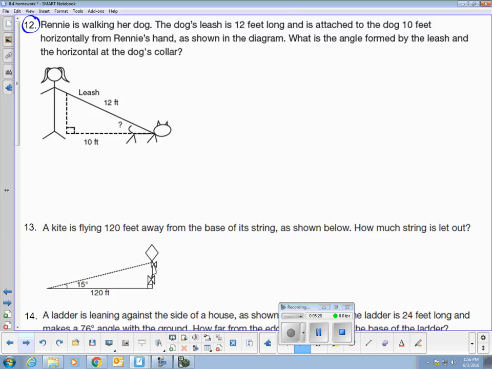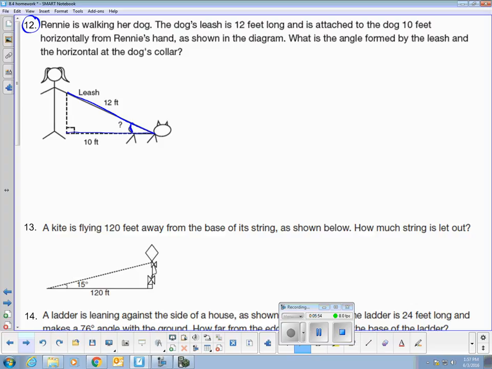Remy is walking her dog. The dog's leash is 12 feet long. And it is attached to the dog 10 feet horizontally from Remy's hand. What is the angle formed by the leash and the horizontal right here? What is the measure of that angle?